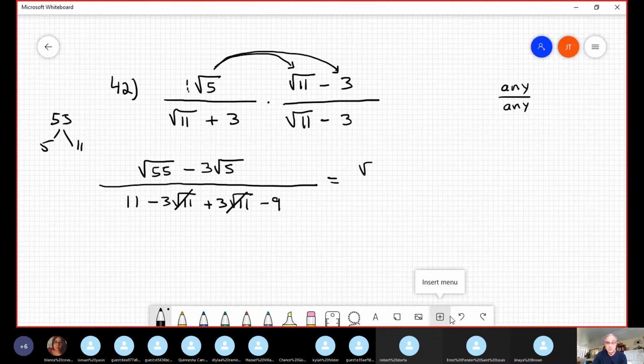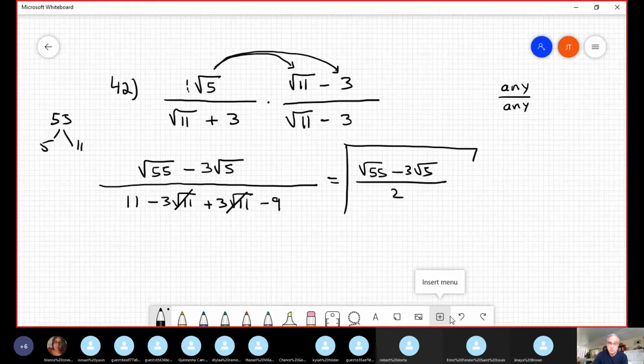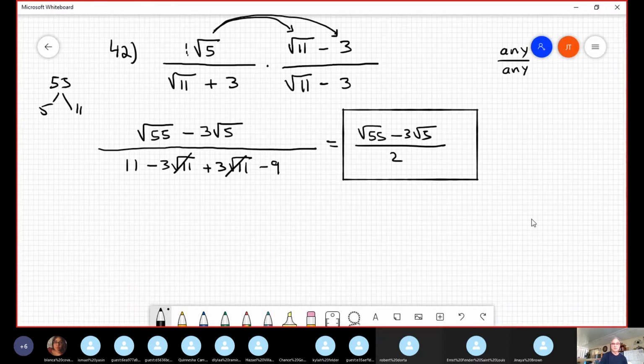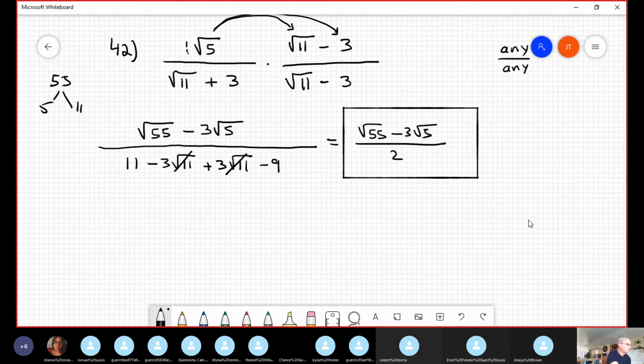Entonces in the top we have radical 55 minus 3 radical 5. In the bottom we have 11 minus 9. Boom! Final answer. No radical anymore in the denominator. That's mean rationalize. Everyone understand very well this example? It's a classical example. The rest, 43, 44, is the same. Yes or no?